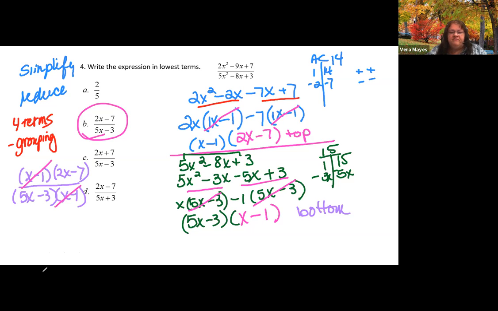And I would have to say factoring is one of the most important things you can take away from this class. If you're going to college algebra, you need to be able to do this. So you need to spend as much time as you can and get as comfortable as you can with this.